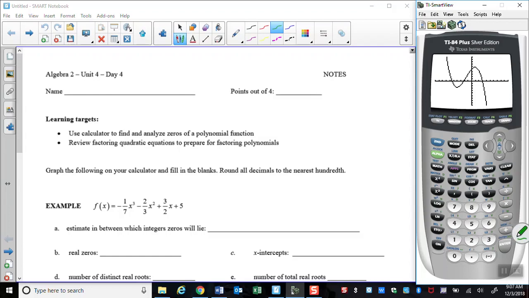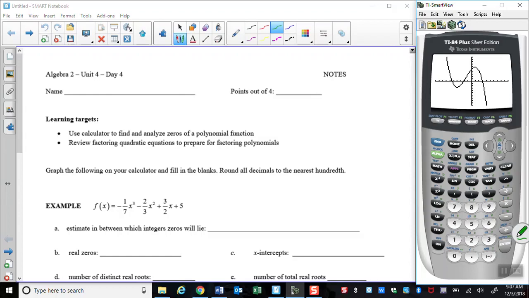So the first thing we're going to look at is to estimate in between which integers the zeros will lie. Well, Mr. Hilliard, we could just find the zeros, couldn't we? Yes, you could. But it wouldn't hurt to look and estimate where they're going to be before we go ahead. Like when you started learning how to do fractions and decimals, or square roots and estimating those, it's the same idea. You want to make sure everything is consistent as you move forward.